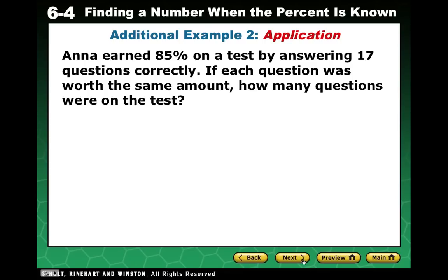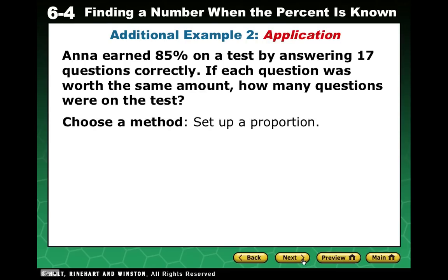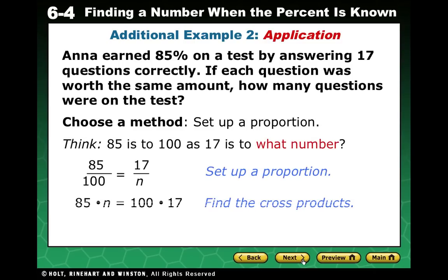Alright, example number 2. Anna earned 85% on a test by answering 17 questions correctly. If each question was worth the same amount, how many questions were on the test? So this time we're going to set up a proportion, very similar to what we did yesterday. We'll have the percent part on the left-hand side. 85% is 85 out of 100. And we know that she answered 17 correct, but we don't know how many out of how many numbers. So that will be the denominator.